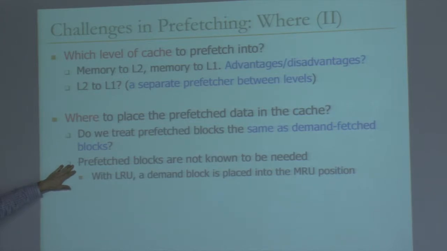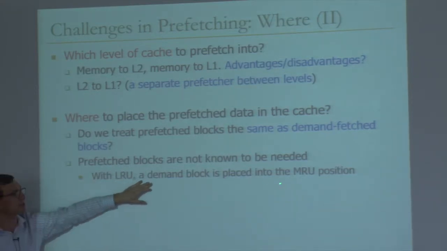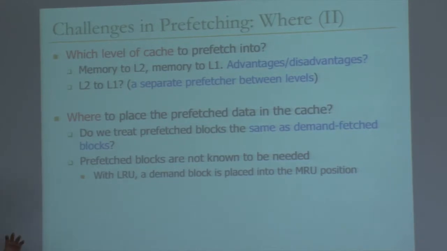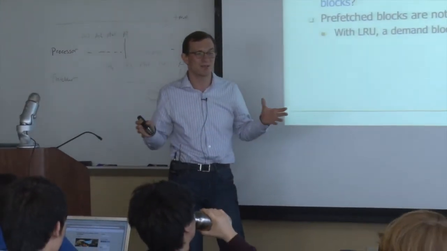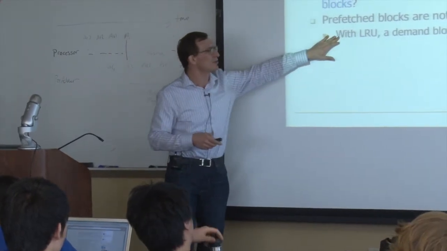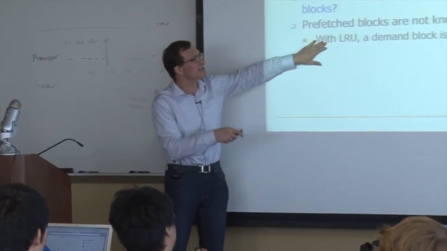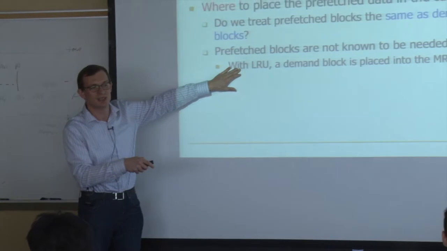Why do we make that distinction, or why do we even want to make that distinction? Prefetch blocks are not known to be needed, whereas demand blocks are known to be needed, right? If you have an LRU policy, least recently used policy, a demand block is placed into the MRU position, most recently used. But when you prefetch a block, you haven't even used it yet, right? It's just a prefetch block. So do you want to follow the same policy and place the prefetch block into the MRU position?